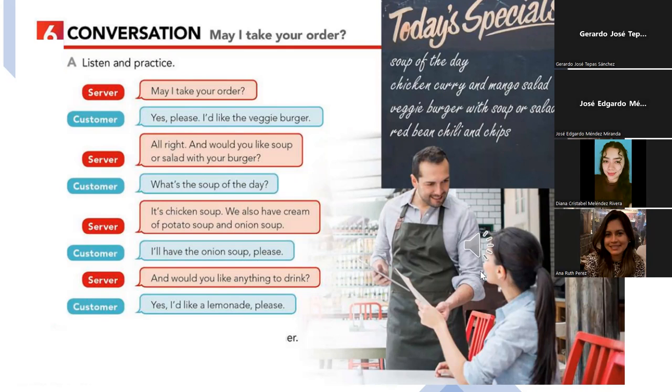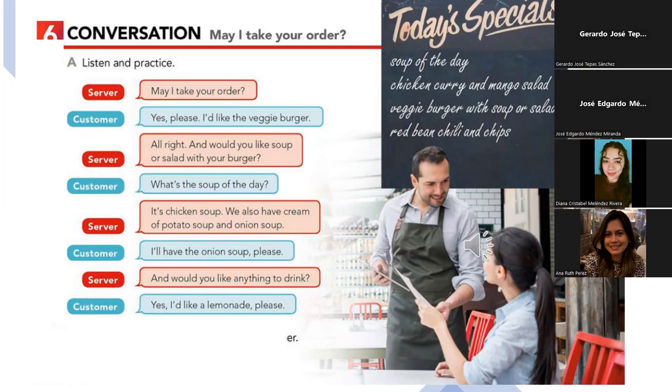May I take your order? Yes, please. I'd like the veggie burger. All right. And would you like soup or salad with your burger? What's the soup of the day? It's chicken soup. We also have cream of potato soup and onion soup. I'll have the onion soup, please. And would you like anything to drink? Yes, I'd like a lemonade, please.